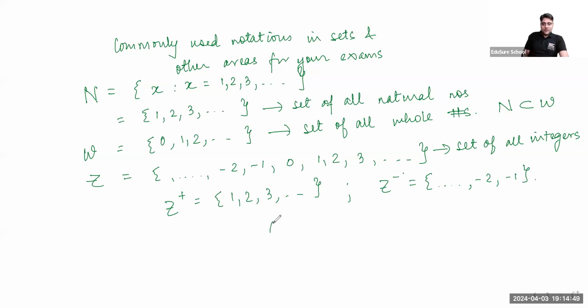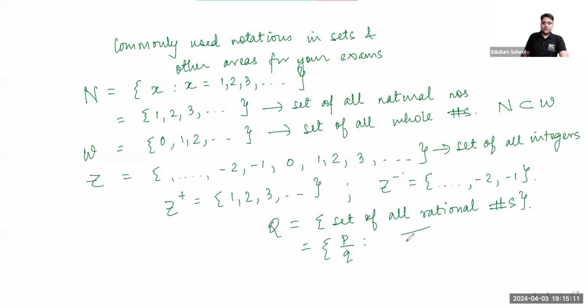Then you have Q, the set of all rational numbers. The set of all rational numbers is basically of the form P by Q, where P and Q are co-primes and P, Q belong to integers.